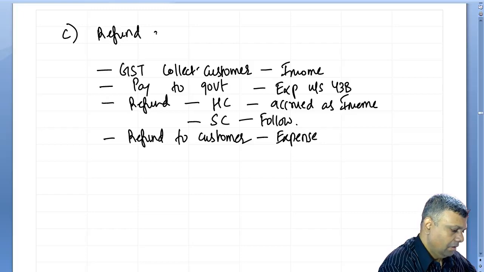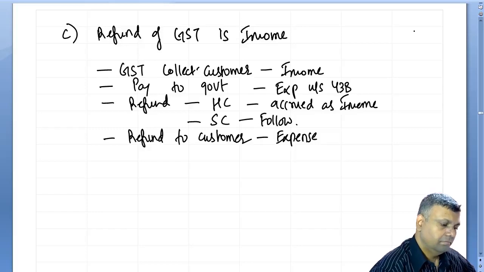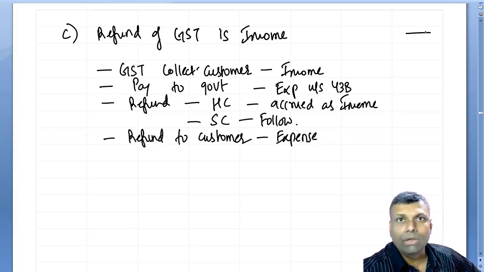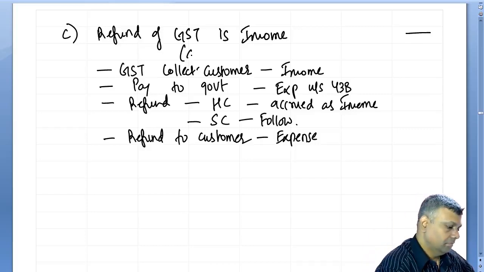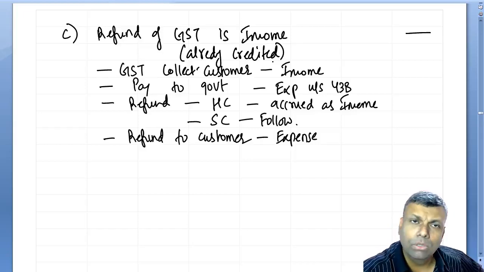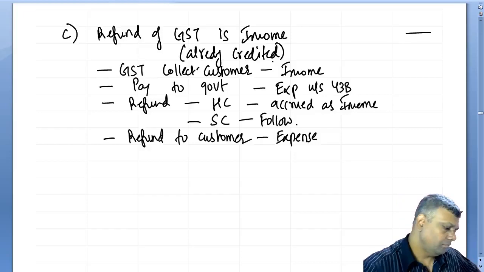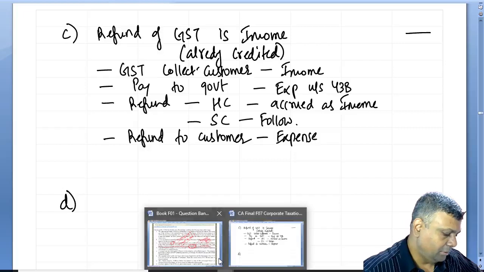Refund of GST is the income. Okay. So you do not require any adjustment because it is already credited to the P&L. So it is anyway the income and it is already credited to the P&L. So no further adjustments are required. Okay. Next point.